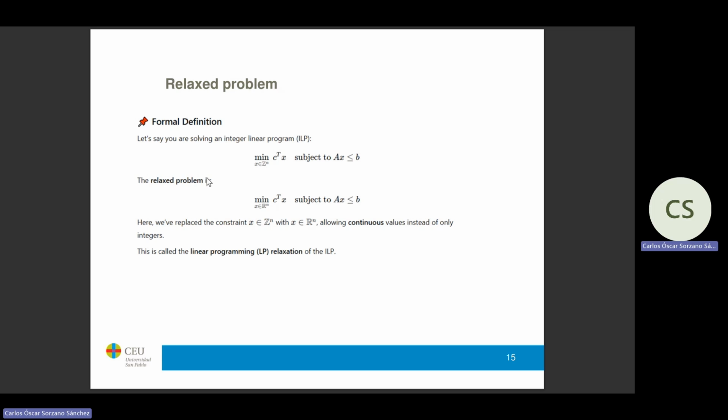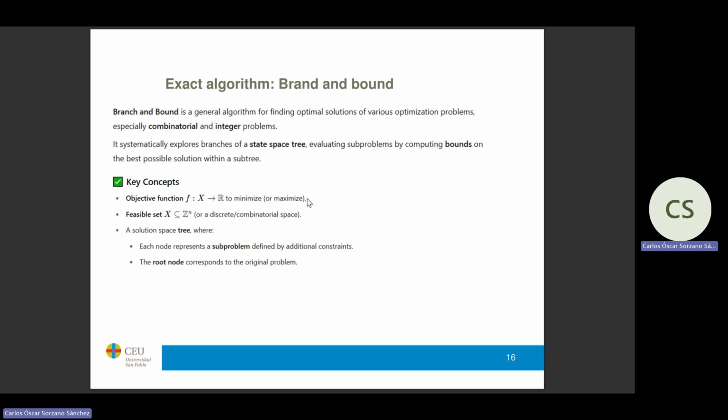And then we will relax the problem. So the relaxed problem will be exactly the same, but now the solution does not need to be an integer, but it can be a real value. So we can take any continuous value. So now this one is a linear problem. It is called the linear programming relaxation of the integer linear programming. So this is integer linear programming, and this is the linear programming relaxation. So it is the relaxation of the previous one.